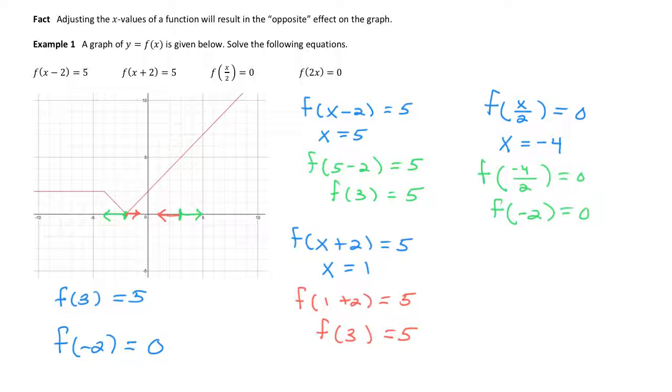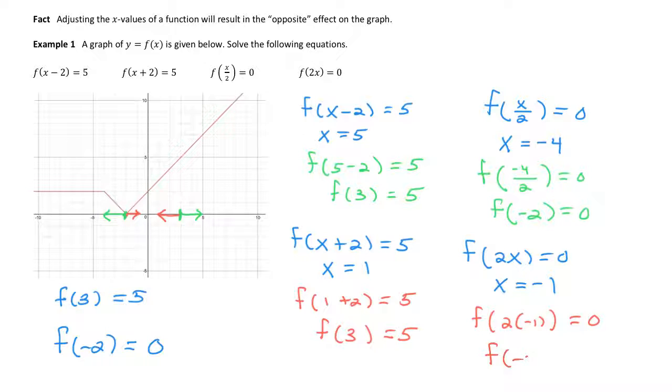Let's check to see that this works. I'm trying to solve f of 2x is equal to 0. I took the x value of negative 2 and I divided it by 2, which gave me my solution, negative 1. And if I plug that into my equation, I get f of 2 times negative 1. Is that equal to 0? And of course the answer is yes. When you multiply 2 and negative 1, it does give you negative 2, and we know f of negative 2 is 0.